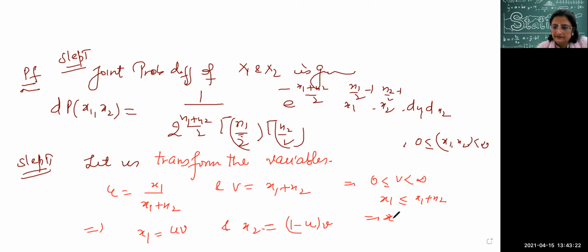It implies x1 upon x1 plus x2 is less than or equal to 1, right? And x1 is in front, on top. Where does the minimum value of x1 start? From 0. It implies x1 is greater than or equal to 0. It implies 0 is less than or equal to, and what is the name of this whole thing? u is less than or equal to 1, not infinity. So v lies between 0 to infinity and u lies between 0 to 1.